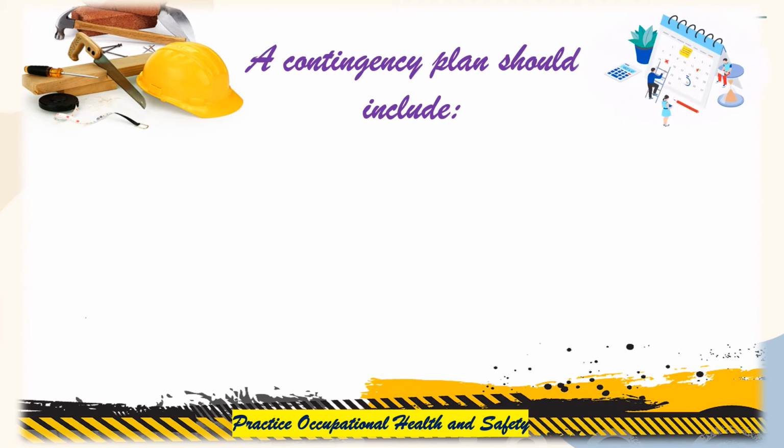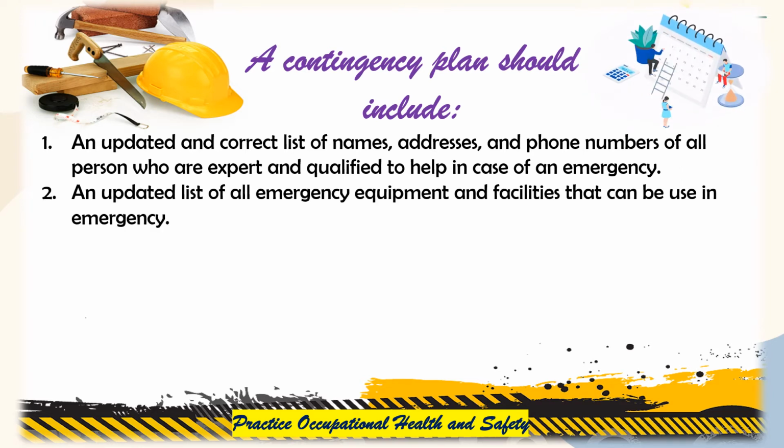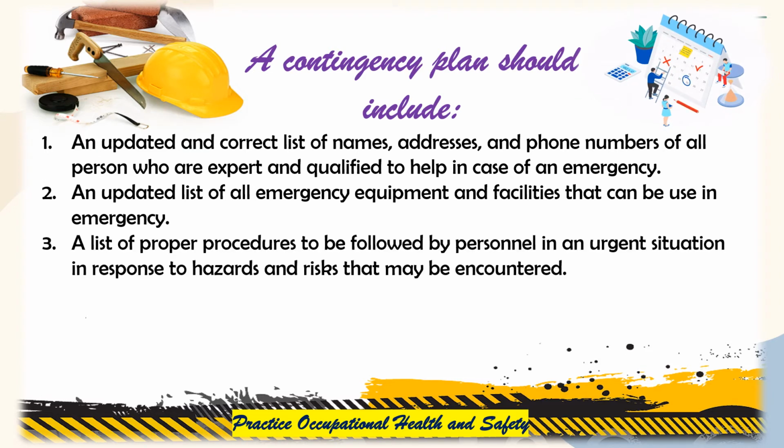And of course, a contingency plan should include, first, an updated and correct list of names, addresses, and phone numbers of all persons who are experts and qualified to help in case of an emergency. Number 2, an updated list of emergency equipment and facilities that can be used in an emergency. Third, a list of proper procedures to be followed by personnel in an urgent situation in response to hazards and risks that might be encountered.